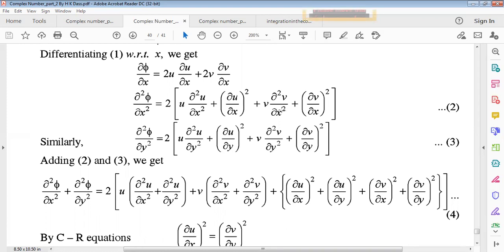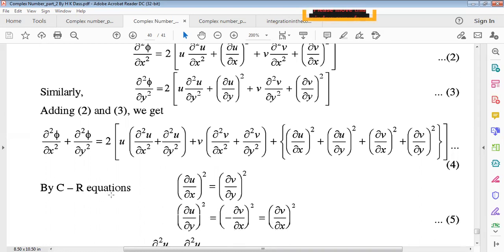Okay, and b into this whole square plus this whole square. Okay, and this square plus this square. So by the Cauchy-Riemann equations, del u by del x equals del v by del y, and del u by del y equals minus del v by del x.